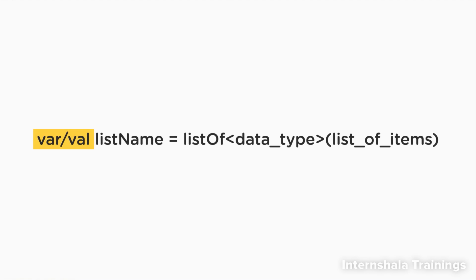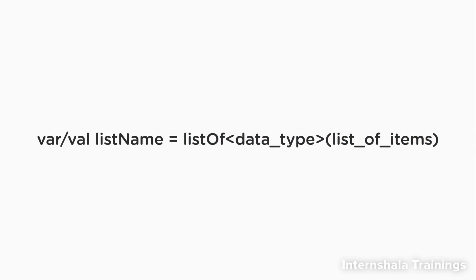So we use the var or val keyword first. Then we give the name of the list. The equal to sign comes next. Then we use the listOf keyword, following which we give the data type of the list. We know that Kotlin has type inference, so we can skip giving the data type as well. After this, we give the values of the list within these brackets.